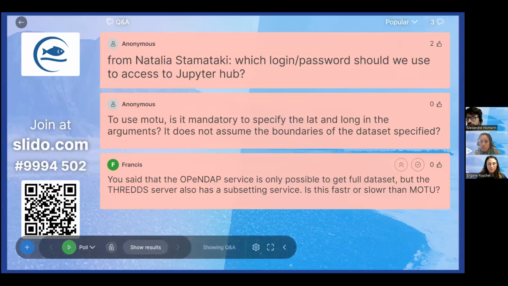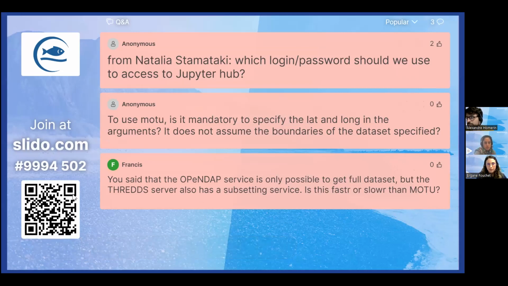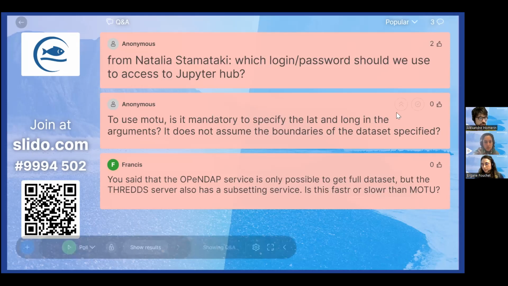Which login password should we use to access Jupyter Hub? Well, you have to use the same logins that you use to connect to the CMEMS portal. So this should work. Exactly. You just have to register on Copernicus Marine Service and you will automatically have access to the Jupyter Hub. On the participant manual, you also have the link to access the Jupyter Hub and where you will find all the notebooks that we will present today, but also the ones that have been developed before.